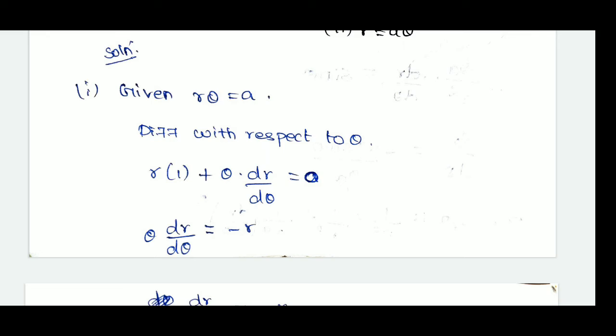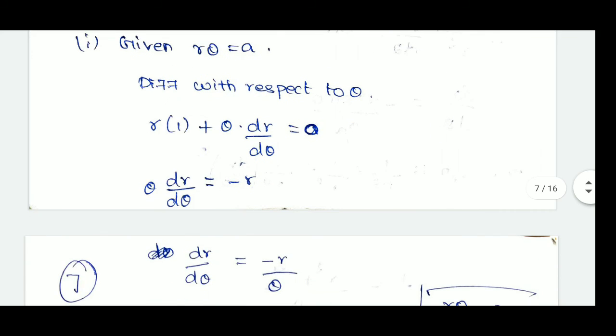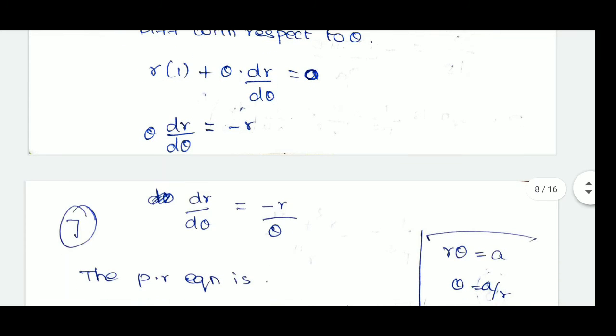We can use the formula u into v. r into the differentiation of theta with respect to theta, which is 1, so r into 1 plus theta into the differentiation of r with respect to theta, dr by d theta, equal to 0. We take r to the next side. So we get theta into dr by d theta equal to minus r, so dr by d theta equal to minus r by theta.